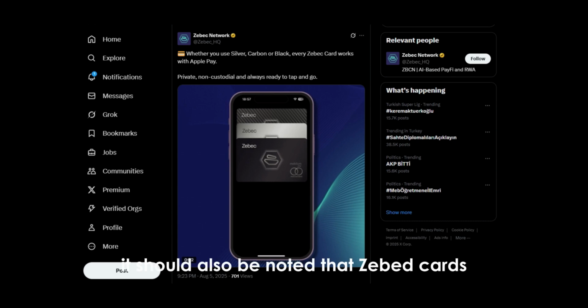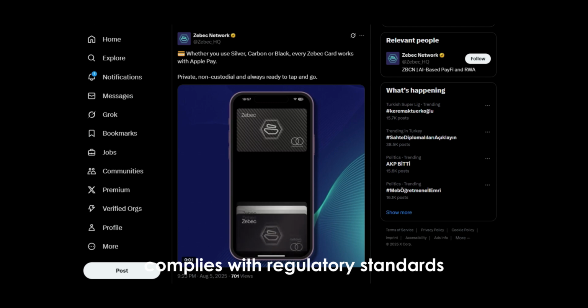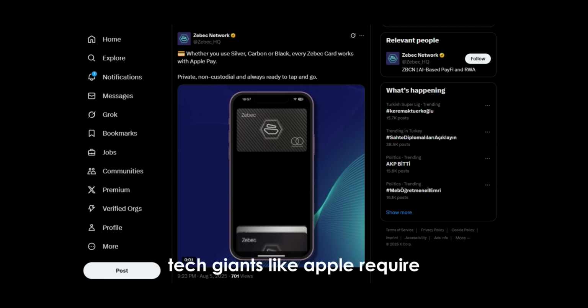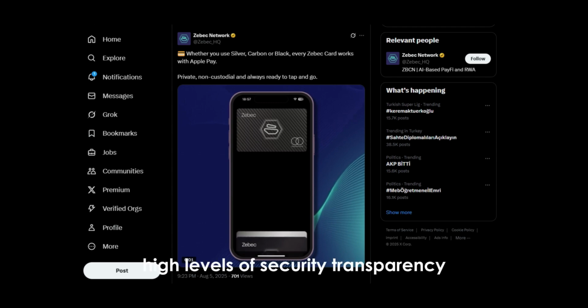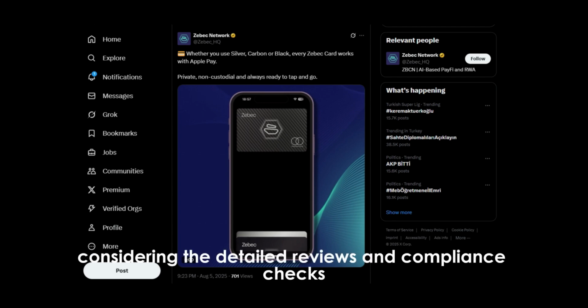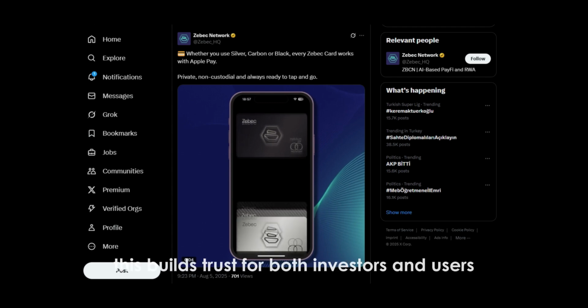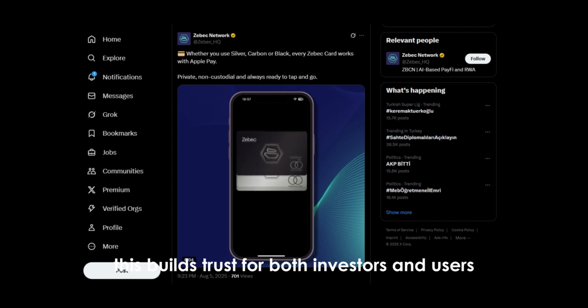It should also be noted that Zebec cards working with Apple Pay suggests that the project complies with regulatory standards. Tech giants like Apple require high levels of security, transparency, and technical adequacy in the services they integrate with. Considering the detailed reviews and compliance checks Apple conducts before integration, Zebec's success in passing this process reflects the strength of its technical team and the seriousness of the project. This builds trust for both investors and users.